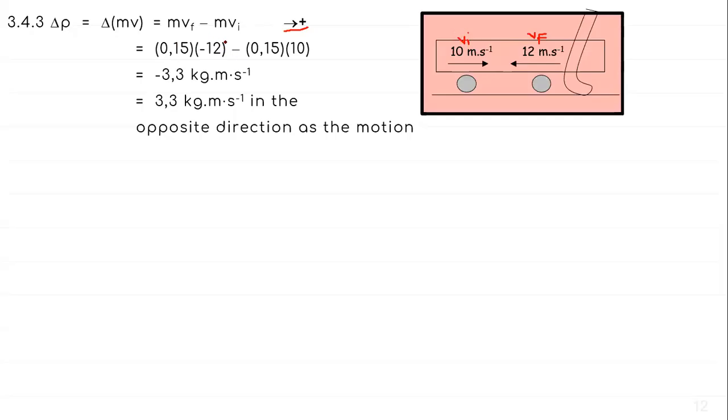Minus, from the formula, the mass is still 0.15, and the original direction of motion, which is this one, it's 10, and it's positive. Then we get the change in momentum to be negative 3.3 kilograms metre per second. And remember, we want the change in momentum, so we need to interpret the direction and not leave our vector negative. So this will be 3.3 kilograms metre per second in the opposite direction to the motion.